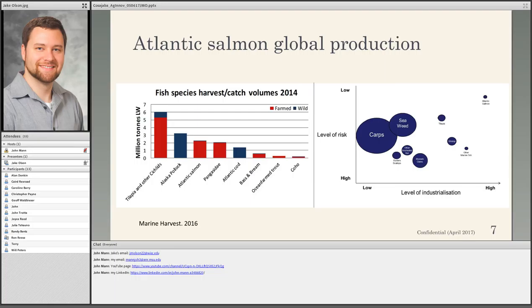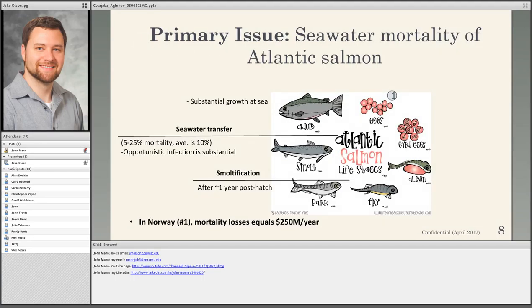the industrialization level of Atlantic salmon is very high, which also corresponds to a very low level of investment risk. And the major reason for a lot of this is that for Atlantic salmon, the rearing and processing and live fish transport, a lot of those processes are now mechanized. So Atlantic salmon represents a pretty high level of technology use compared to the other commercial species, but it is not without its issues.